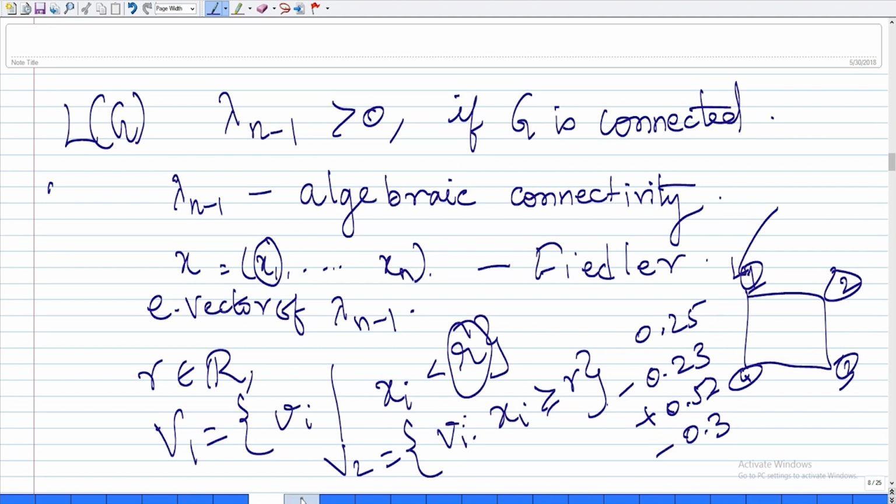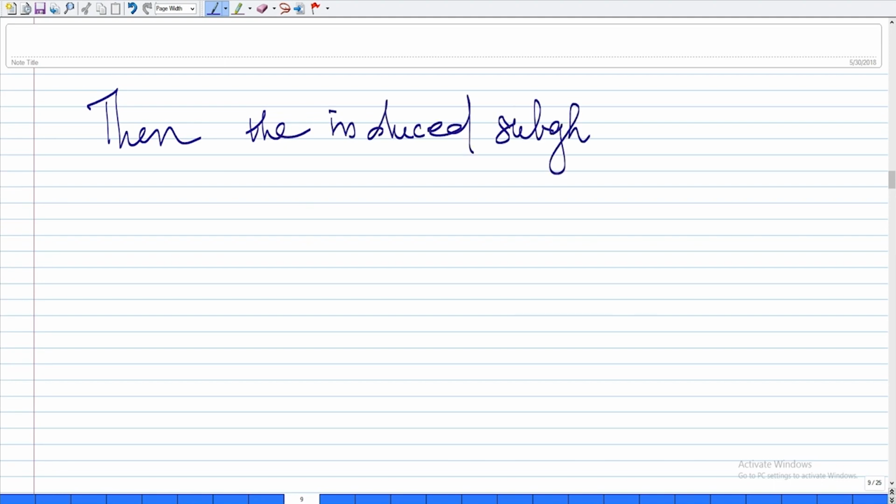So, this is what Fiedler proved. Suppose we have this partition V1 and V2 as defined before, then the induced subgraphs of V1 and V2 are connected.